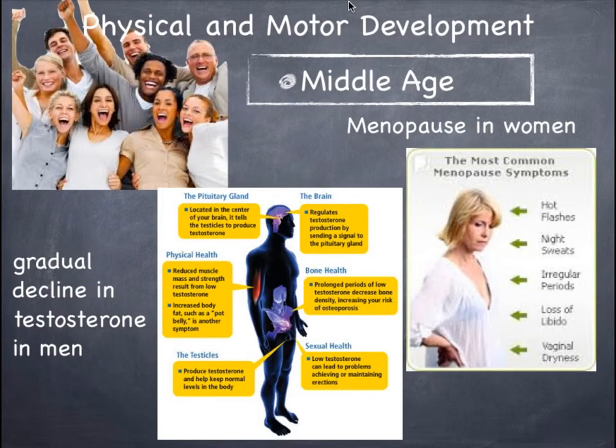If we carry this on past adolescence into middle age, we see that there's a gradual decline in testosterone for men. You'll find in that graphic some of the implications of what starts to change, in terms of the pituitary gland, the brain, physical health, bone health, the testes, and sexual health. And then with menopause in women, there are changes that occur that are a part of normal development as we age and grow older.